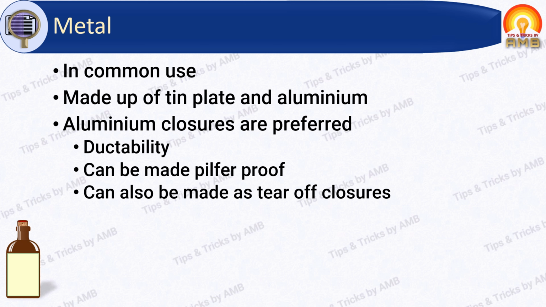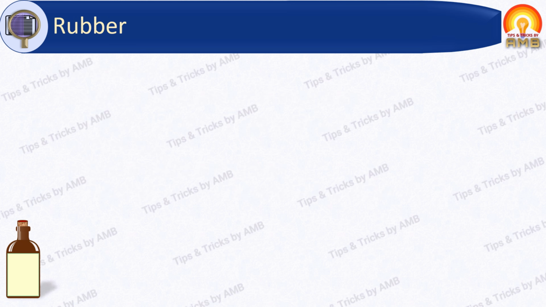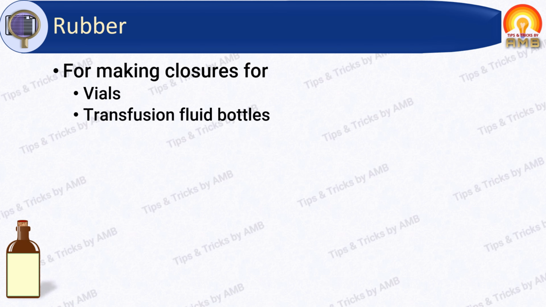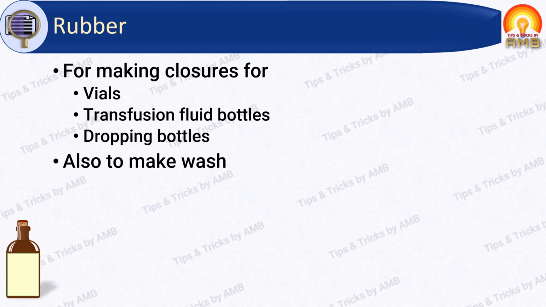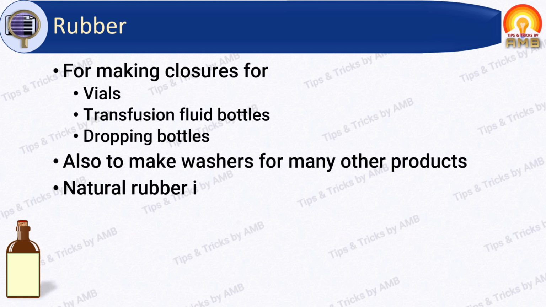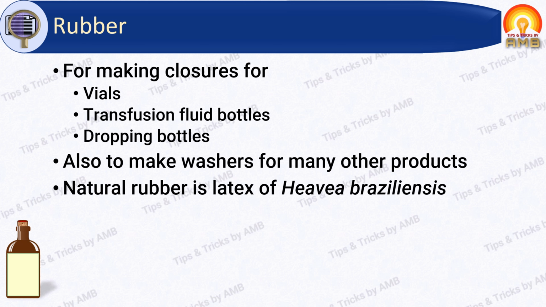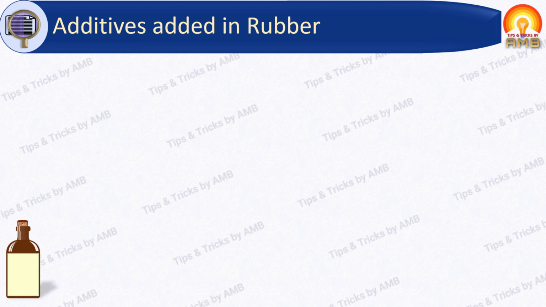The last material is rubber. Rubber is mainly used for making closures for vials, transfusion fluid bottles, and dropping bottles. It is also used to make washers for many other products. Natural rubber is the latex of Hevea brasiliensis. Various additives are added to it to acquire ideal properties to make closures, as follows.